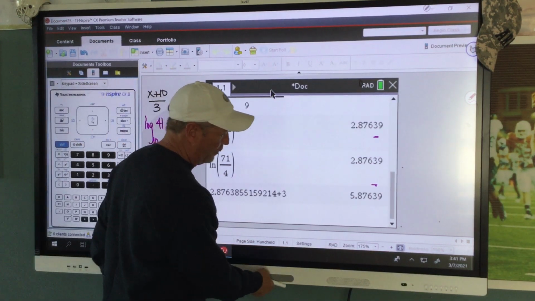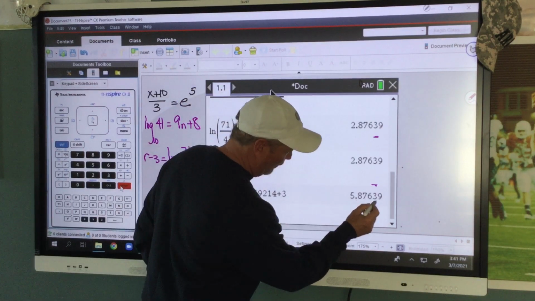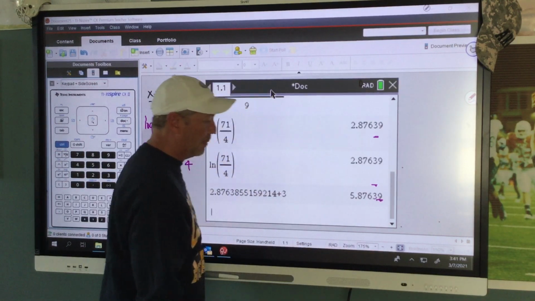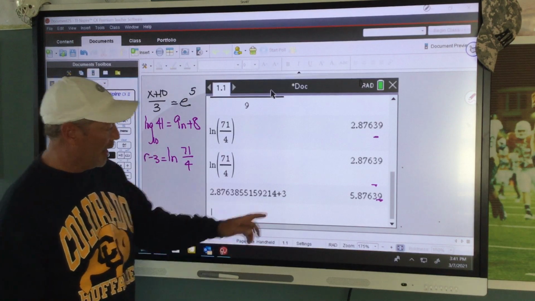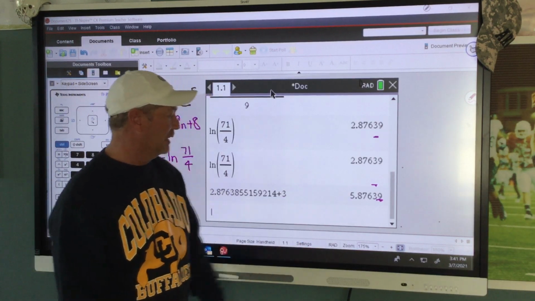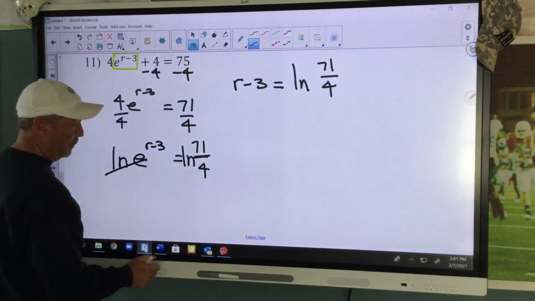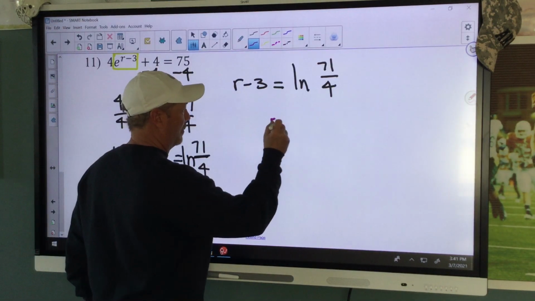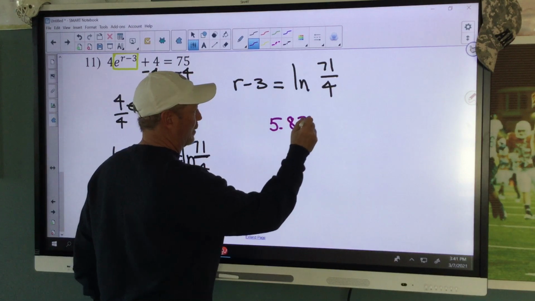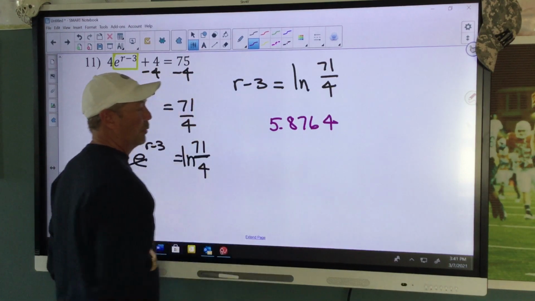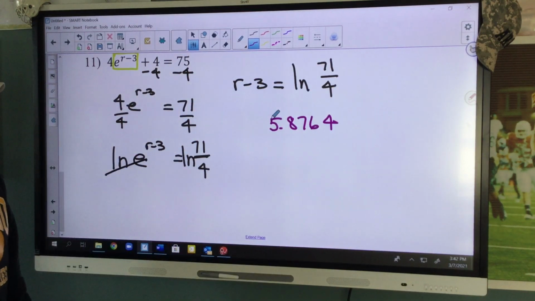We're going to count. 1, 2, 3, 4, 5. My fifth number is a 9. So we would have 5.8764, because we rounded up because it was a 9. Okay? All right, let's keep going.